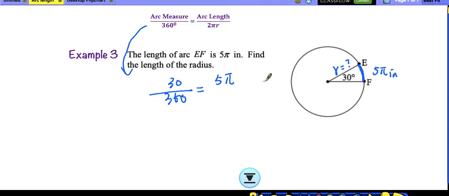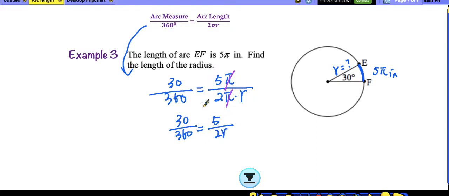You can leave the unit until the end to plug in. And then we put it over 2 pi. Of course, we don't know the radius, so we are going to keep it as r here. So that's something we need to look for. Check carefully. We have pi on the top, pi on the bottom, so we can cancel this, right? Now, let's focus on the left part. So let's rewrite it to make it clear. So it's 30 over 360 equals 5 over, we don't have pi anymore, 2r.